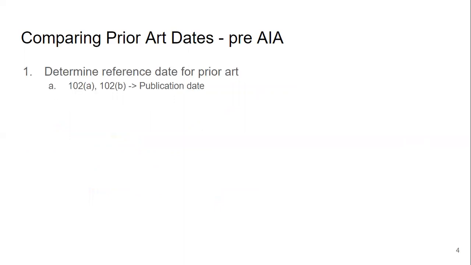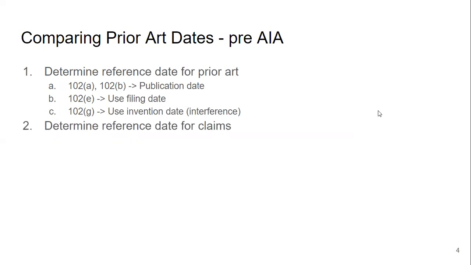So now comparing prior art dates for pre-AIA. First you're going to determine the reference date for the prior art. For 102A and 102B, that's going to be the publication date. For 102E, you use the filing date, and 102E is only US patents and WIPO. For 102G, you're going to use the invention date, and that is used for interference, right? So if you're going up against someone else's patent in interference, then they get to use their invention date as well in pre-AIA law.